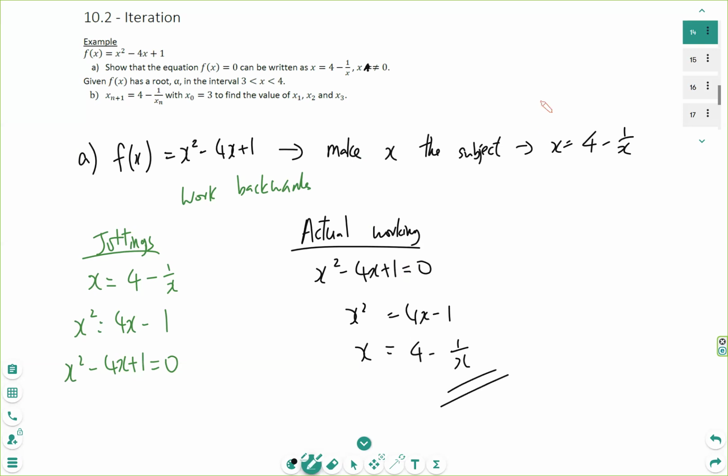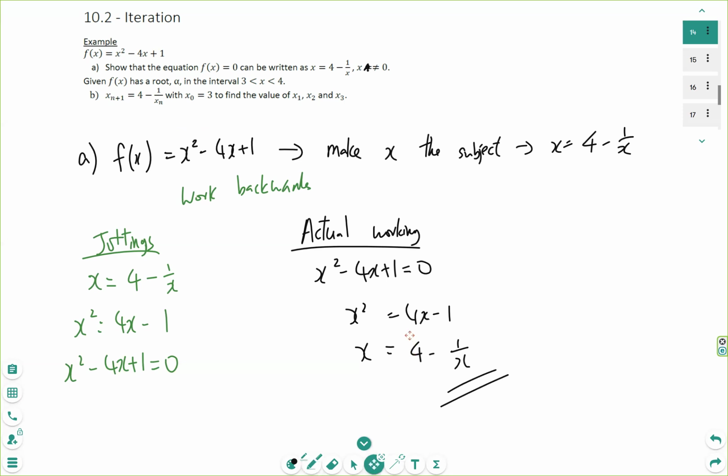Okay, right. So if you remember about year 1, there's a proof by deduction. I think, yes, that's also something: jottings and work backwards from the answer, and then you write the actual working out again. So given f of x has a root alpha in the interval 3 and 4, and part b, we're given this iteration formula, x of n plus 1 equals 4 minus 1 over xn, this is where it comes from, with x0 equals 3, find the value of x1, x2, and x3.